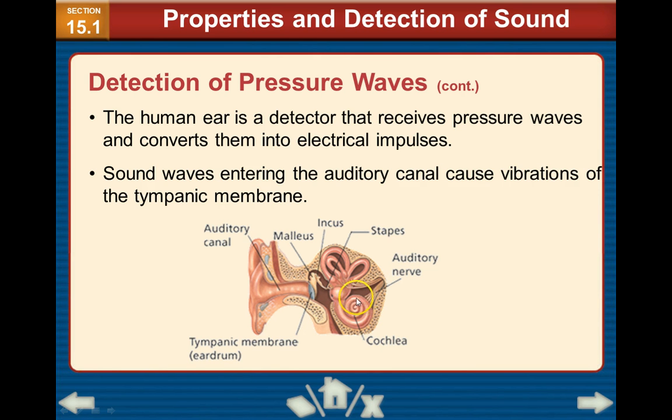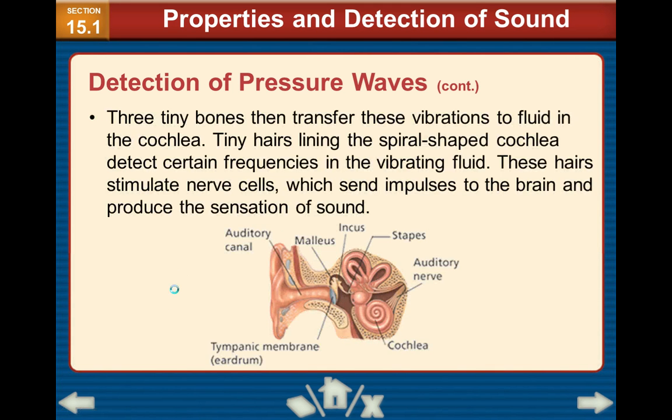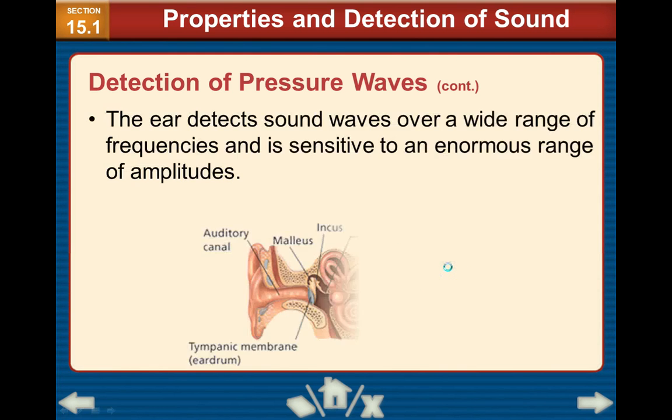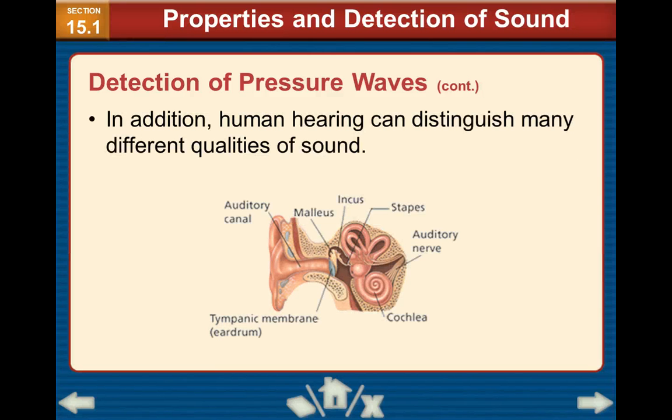You'll notice it gets smaller and smaller, so which part is actually able to be vibrated depends on the frequency. Tiny bones transfer the information into the cochlea, and it's detected by vibrating the fluid. There are hairs inside the cochlea that receive this information and send impulses to the brain. And so the ear can detect over a wide frequency, an enormous range of amplitude. In addition, we can distinguish between the qualities of sound.